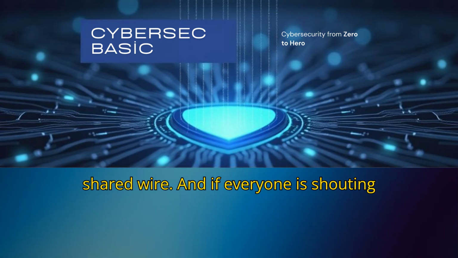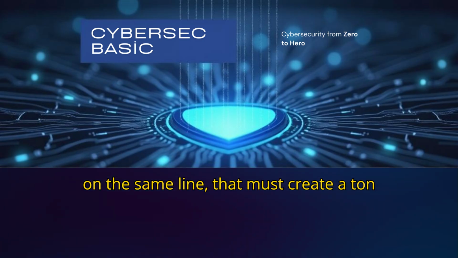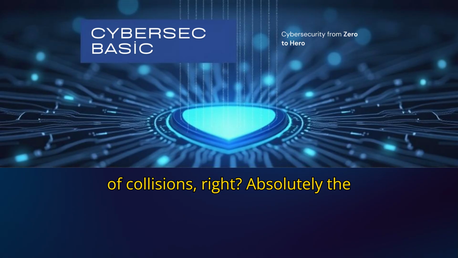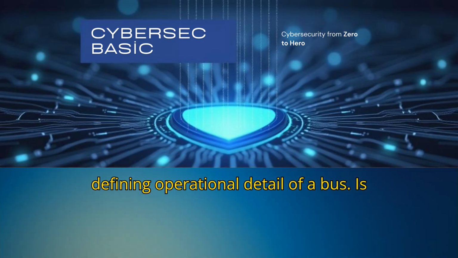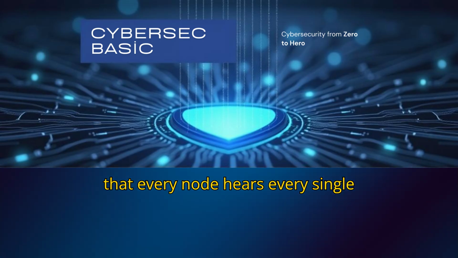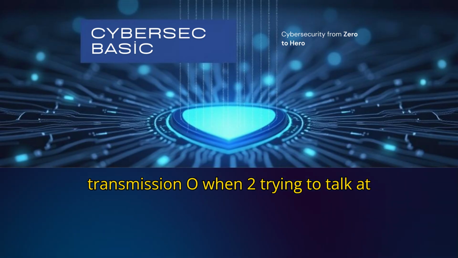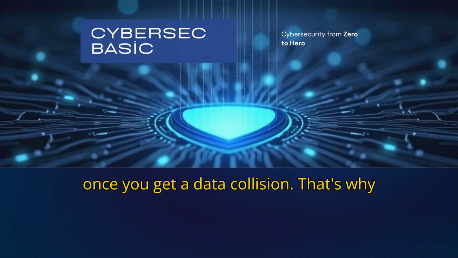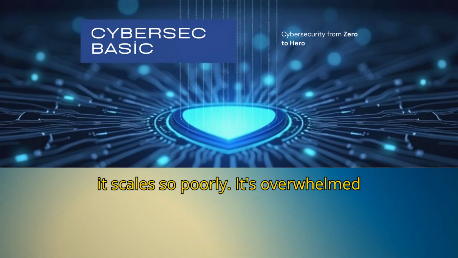And if everyone is shouting on the same line, that must create a ton of collisions, right? Absolutely. The defining operational detail of a bus is that every node hears every single transmission. So when 2 try to talk at once, you get a data collision. That's why it scales so poorly. It gets overwhelmed fast. Very fast.